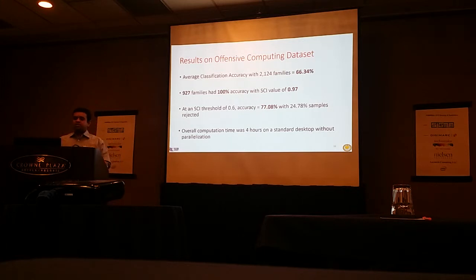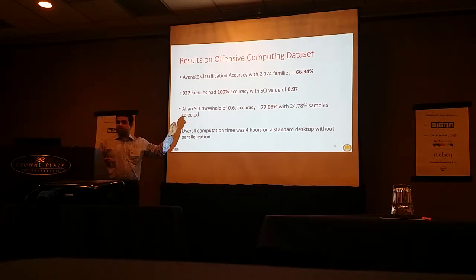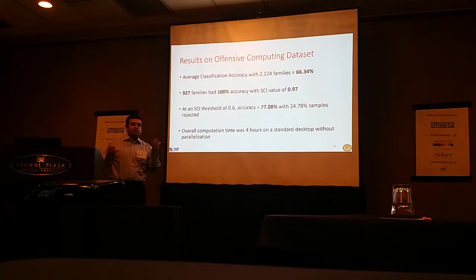On the first data set, for 2,124 families, we got an average accuracy of 66%. That's, I think, pretty impressive. And we see that 927 families had an accuracy of 100%. For all these 927 families, the value of SCI was 0.97. This shows that the SCI, which we designed as a confidence measure, is really a good confidence measure.